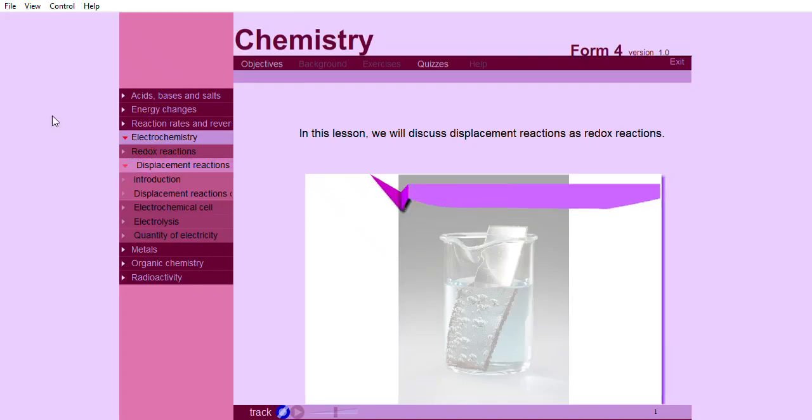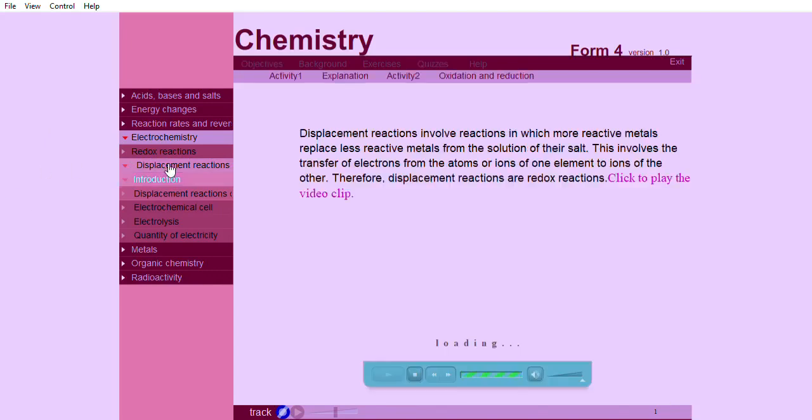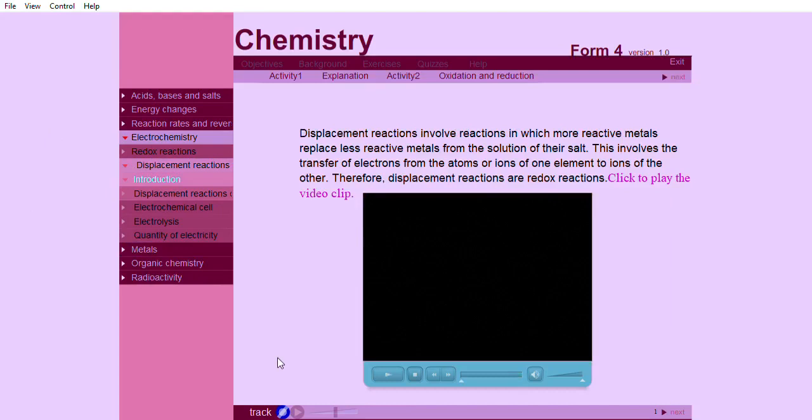In this lesson, we will discuss displacement reactions as redox reactions. Displacement reactions involve reactions in which more reactive metals replace less reactive metals from the solution of their salt. This involves the transfer of electrons from the atoms or ions of one element to ions of the other. Therefore, displacement reactions are redox reactions.